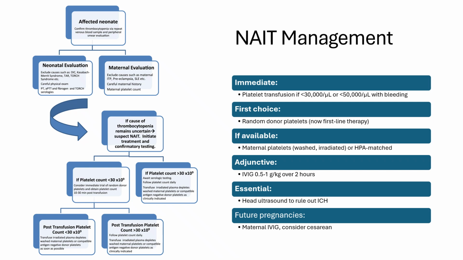NAIT management requires immediate, systematic intervention to prevent catastrophic bleeding, particularly intracranial hemorrhage. The approach emphasizes rapid platelet transfusion while arranging for more specific therapy. Immediate intervention focuses on platelet transfusion for counts below 30,000 per microliter or below 50,000 per microliter with active bleeding. The severity of thrombocytopenia and bleeding risk guide transfusion thresholds, with lower thresholds acceptable only in stable infants without bleeding.